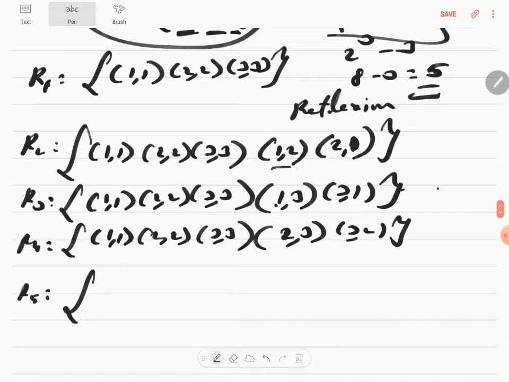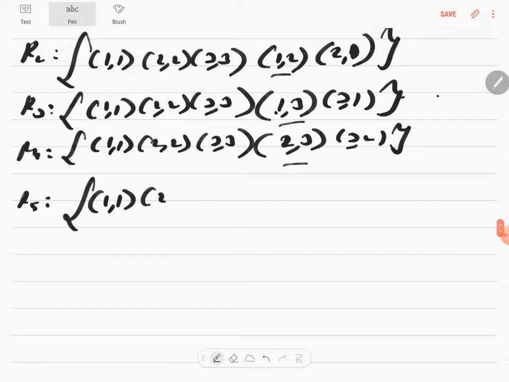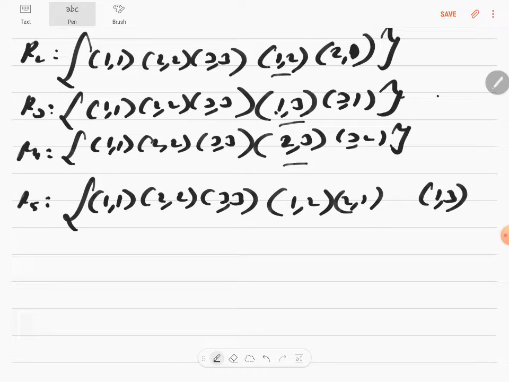I use (1,2), (1,3) and (2,3) individually, each and every element individually. Now I am going to use two of them: (1,1), (2,2), (3,3). Then I am going to use (1,2) as well as (1,3). So it will become (2,1) as well as (3,1).